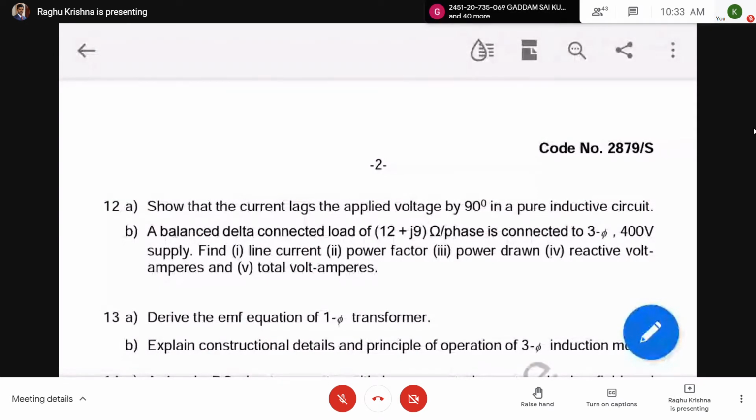Afterwards, you can find the phase current. Phase current equals 400 by magnitude of Z. So you are going to get the phase current. Next, line current is equal to √3 times phase current. Then power factor, power drawn, reactive volt amperes and total volt amperes. Reactive volt amperes means reactive power, VI sin phi.